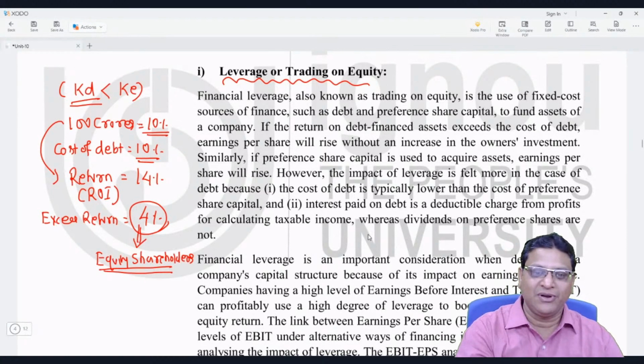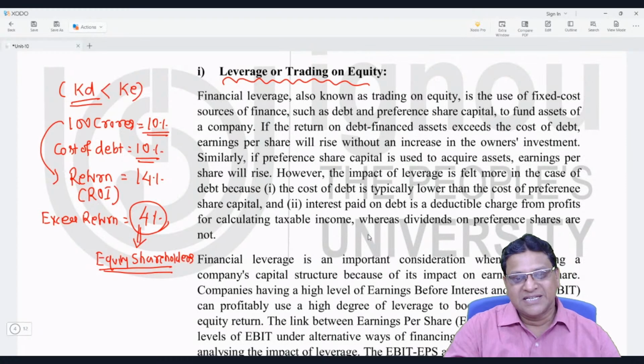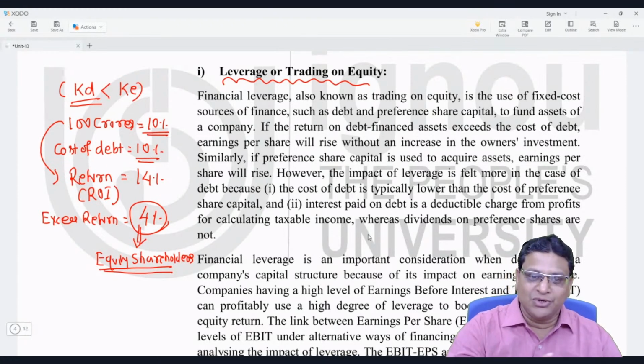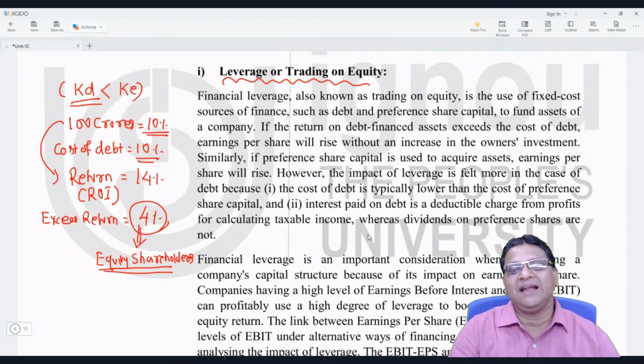So what is trading on equity? Trading on equity is a concept where a company uses low cost debt capital or low cost preference capital to magnify the return of the equity shareholders. This is known as trading on equity. So it is also called financial leverage.